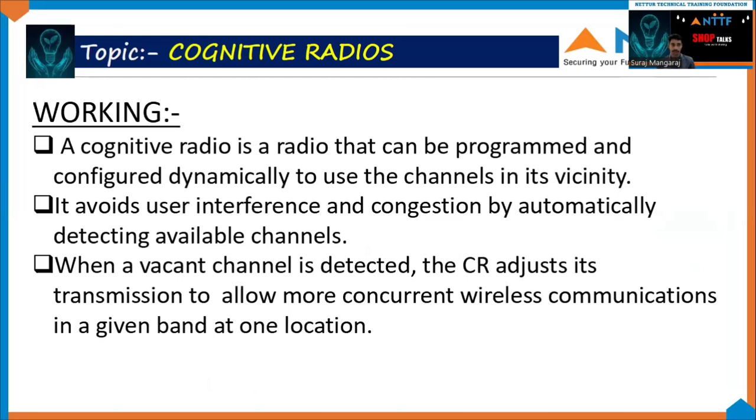Working of cognitive radios. A cognitive radio is a radio that can be programmed and configured dynamically to use the channels in its vicinity. It avoids user interference and congestion by automatically detecting available channels. When a vacant channel is detected, the cognitive radio adjusts its transmission to allow more concurrent wireless communications in a given band at one location.